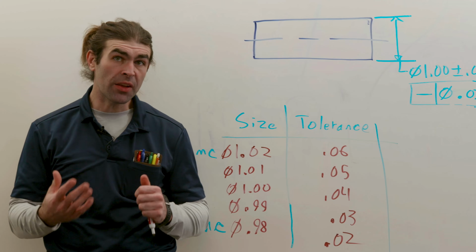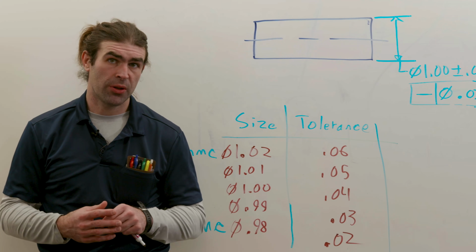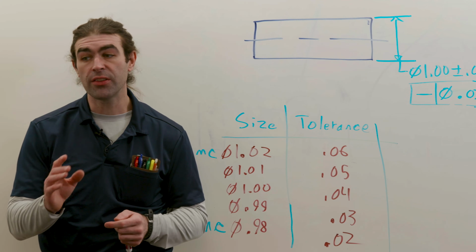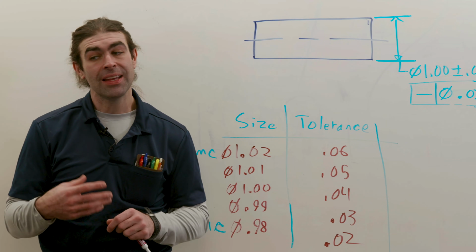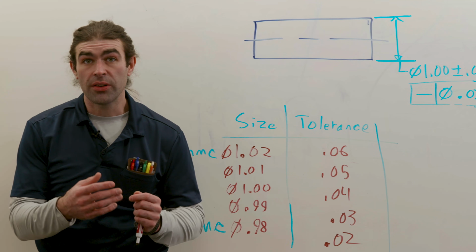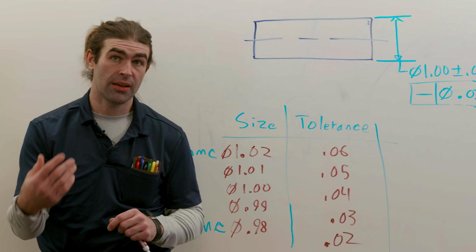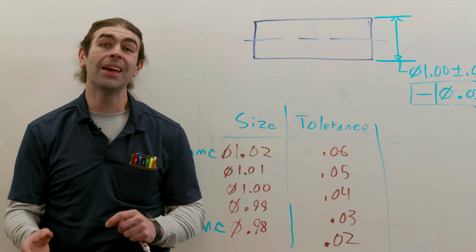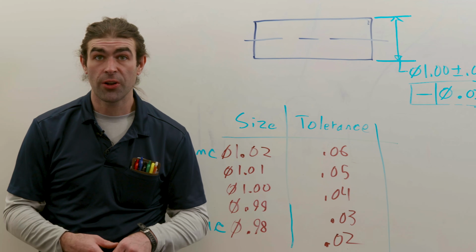Let's move to another concept, which might be a little advanced for a video like this, but let's go ahead and tackle it. Let's talk about datum feature material boundaries. These are known as MMB, LMB, and RMB, which sound a little like MMC, LMC, and RFS. They're the same thing, but they're for the datums. So let me get this drawn up on the board.